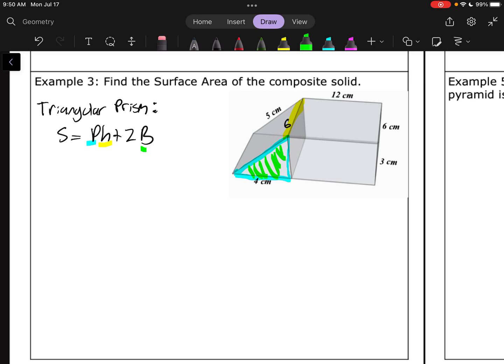Now, is every side of that triangular prism exposed? The answer is no, because the triangular prism is connected on one of the lateral sides to this rectangular prism. So we do need to subtract that side. Now, what side am I talking about again? I'm talking about this side here, right? That side is being covered up. So what is that side? That side would be 6 times 3.